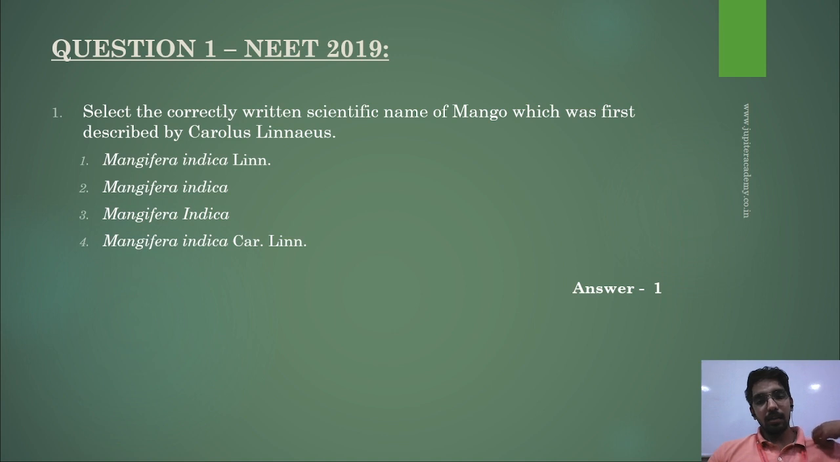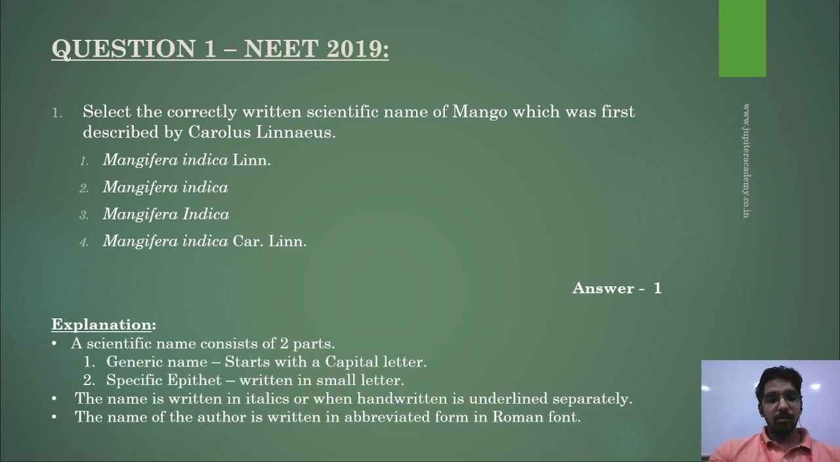So why? Let us look into it. A scientific name consists of two parts, the generic name as well as the specific name. The generic name always starts with a capital letter. Here in our options, all the generic names start with a capital letter, so we cannot deduce anything. Whereas the specific epithet is always written in small letter. Here we see that in the third option, Mangifera Indica, the I is in capitals. So that means the third option is not the answer. Then coming to the second point, the name is written in italics or, when handwritten, is underlined separately. Here all the names are written in italics, so still we cannot deduce what the answer is.